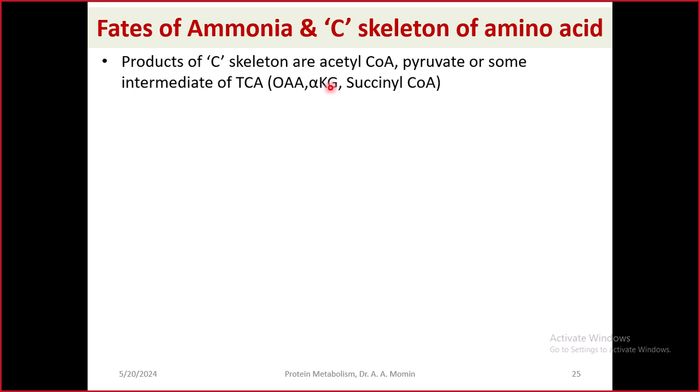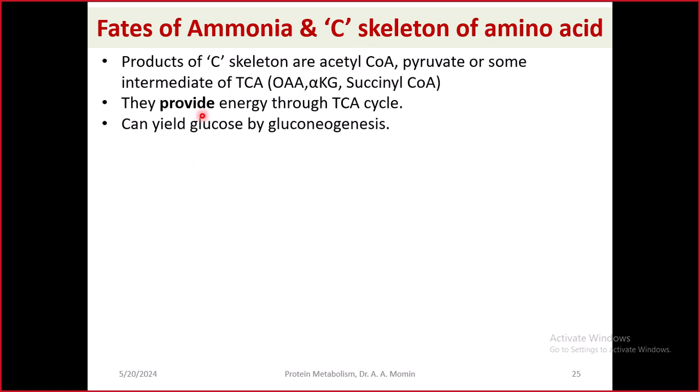Alpha ketoglutarate is formed by the deamination or transamination of glutamate. Also succinyl-CoA, which is a precursor for synthesis of heme, is an intermediate of the TCA cycle. So this is what happens to the carbon skeleton of amino acids. They provide energy through the TCA cycle, because acetyl-CoA is one of the common collecting points of all macromolecules. Acetyl-CoA may be synthesized from the carbon skeleton, and it provides energy via the TCA cycle.